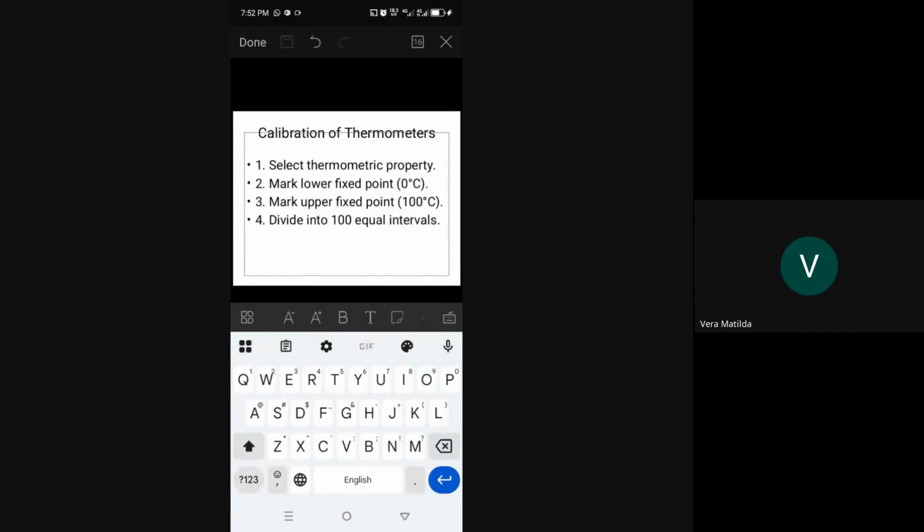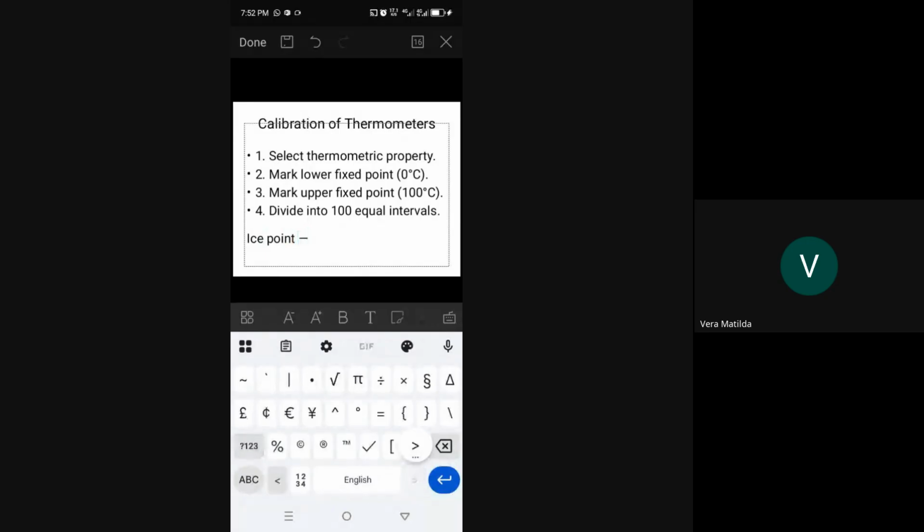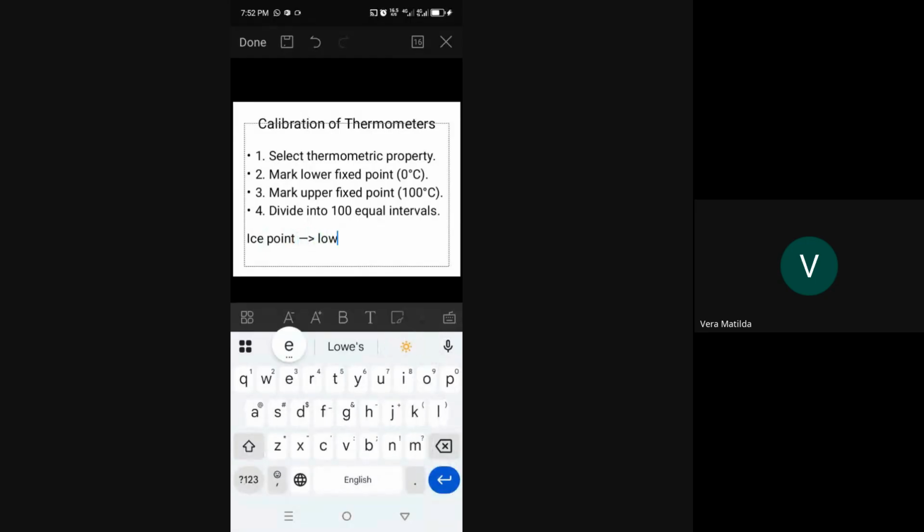Now, upper fixed point is usually the boiling point of water. Okay, the lower fixed point is called ice point. Okay, let me write it. Ice point is the lower fixed point. Okay, for all the scales of temperature, lower fixed point.